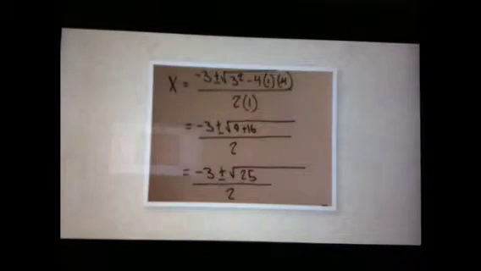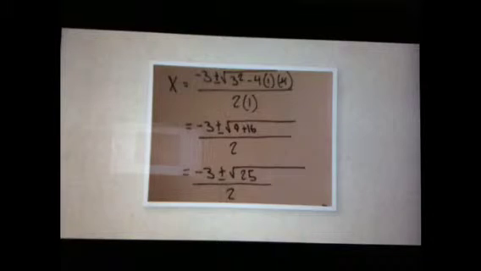So using our specific values of a, b, and c, I've actually plugged them into the formula for you guys so that you can see how they compare to the actual quadratic formula. And feel free to pause the video at this point so that you can make sure that you understand everything correctly. So here I've worked through the first half of the problem for you guys.